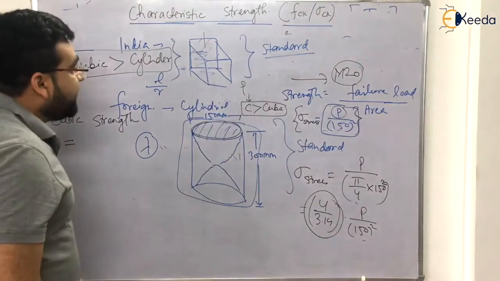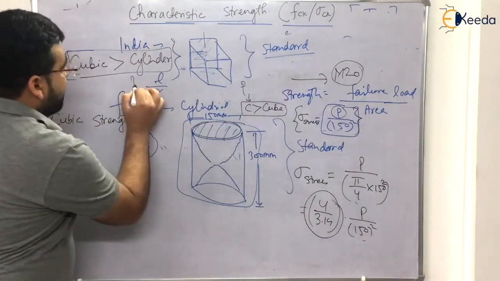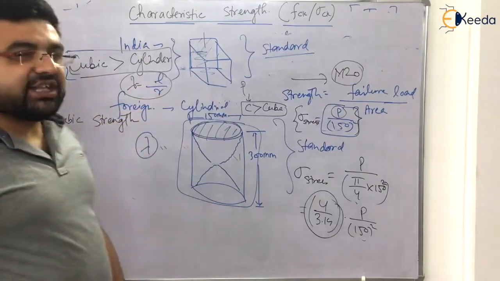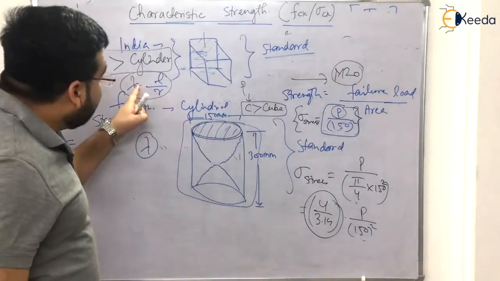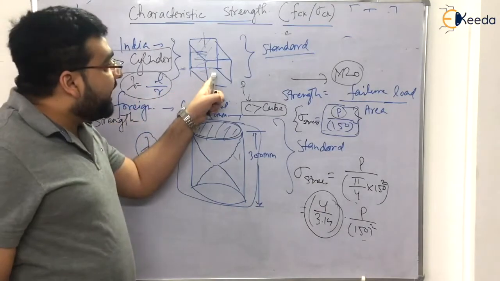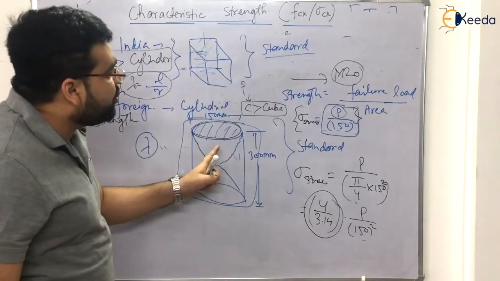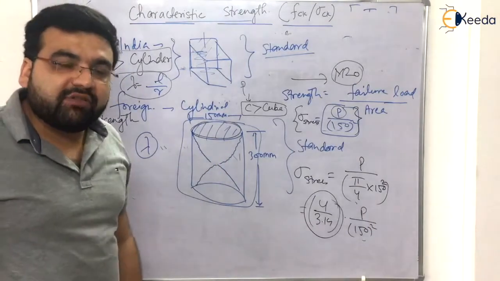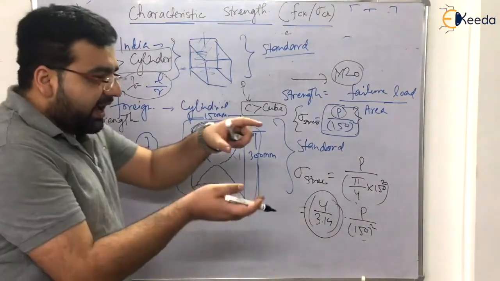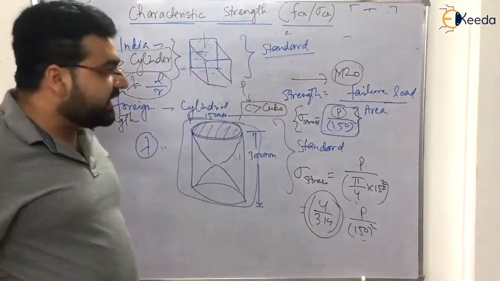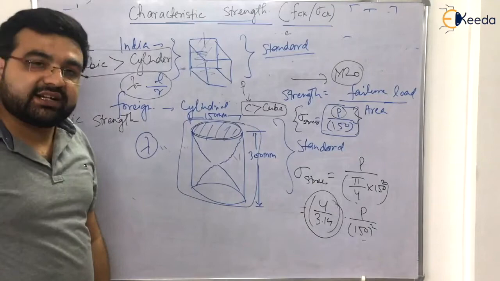Now you know that the slenderness ratio lambda is equal to L upon R. L is the effective length, R is the radius of gyration, right? So the slenderness ratio in case of cube is smaller as compared to the slenderness ratio in case of column. Why? Because column has a lesser diameter as compared to the length. So that is why it has a higher slenderness ratio.